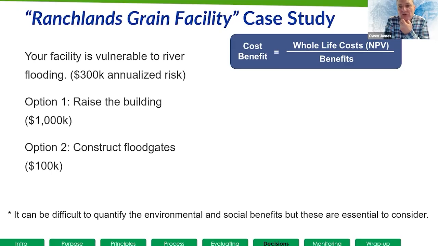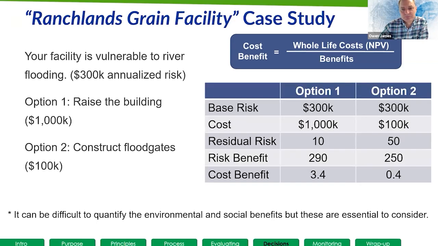What could we do? We could raise the building. It's going to be quite expensive to do that. We need to elevate the foundations, the steps, the floor, everything else. It's going to cost $1 million. Fairly expensive. Or perhaps we could put some floodgates where the water is most likely to come in. So maybe part of the facility will be below the projected flood level, but actually it's only going to cost $100,000.